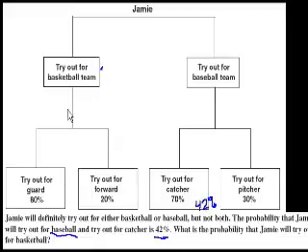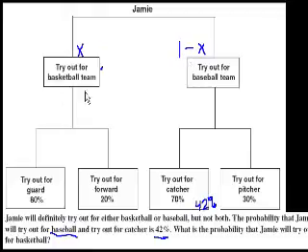Okay, so what have they provided us? There's some probability that Jamie tries out for basketball, some probability that Jamie tries out for baseball. Let's just say that this is x, because that's what we want to figure out. And if that probability is x, then the probability of trying out for baseball is just going to be 1 minus x. Right? If that's 60%, this is going to be 40%. I don't know what it is yet.